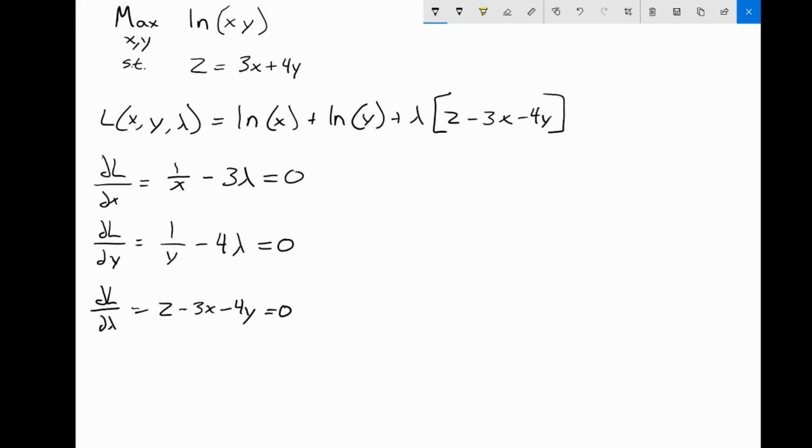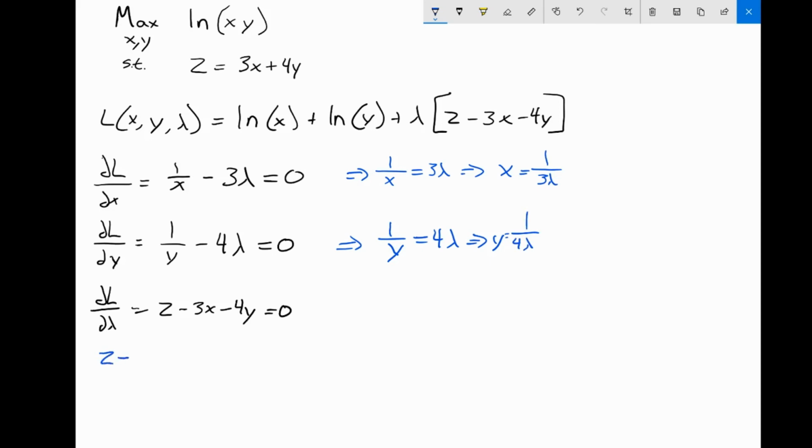Let's use our same strategy that we used before. So let's solve this for x. How are we going to do it? We'll do 1 over x equals 3 lambda, which becomes x equals 1 over 3 lambda. Same thing here, 1 over y equals 4 lambda. This becomes y equals 1 over 4 lambda. So we take those, we plug them in down here.